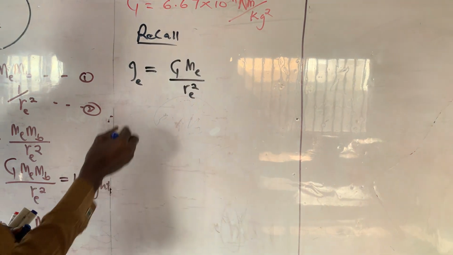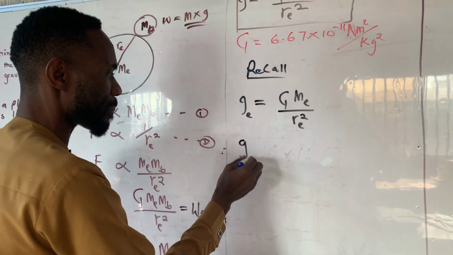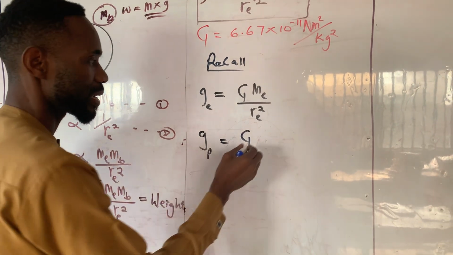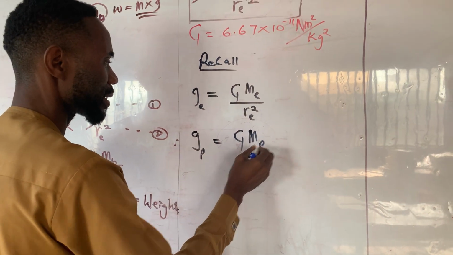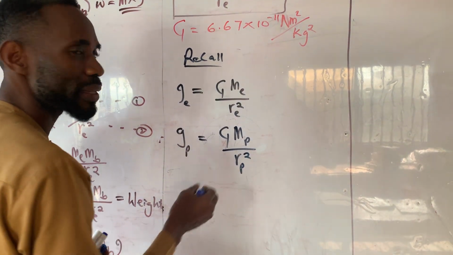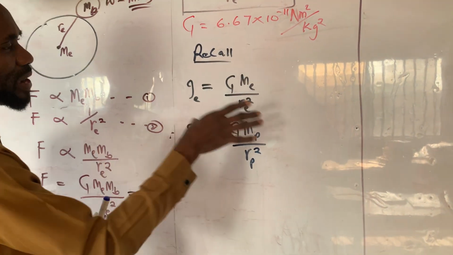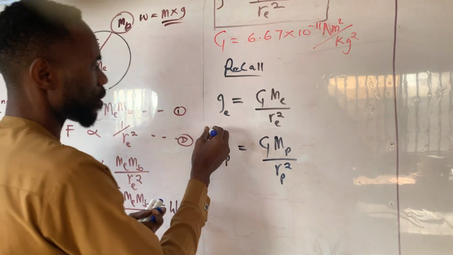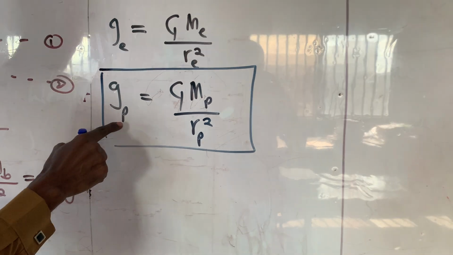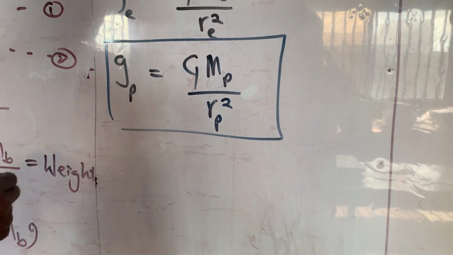So therefore, acceleration due to gravity on the planet will also be equal to the universal gravitational constant, times the mass of the planet, divided by the radius of the planet squared. But from what we have here now, this is our area of emphasis. We want to calculate the acceleration due to gravity on the planet. Now take a look at it.